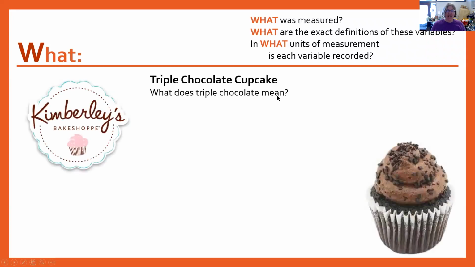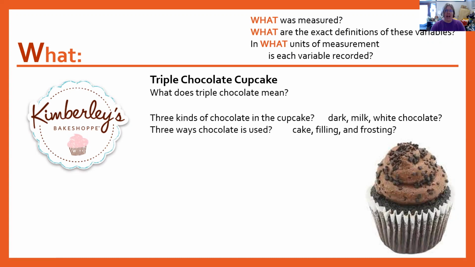This is Kimberly's Bake Shop. They have a triple chocolate cupcake. So, my question is, what does triple chocolate mean? So I thought of two possibilities. I'm sure there's more, but the two I thought of: is it three kinds of chocolate used in the cupcake? So some sort of dark chocolate, milk chocolate, and white chocolate. Is it the way the chocolate is used? Is there chocolate in the cake, in the filling, and the frosting? So what exactly is triple chocolate?